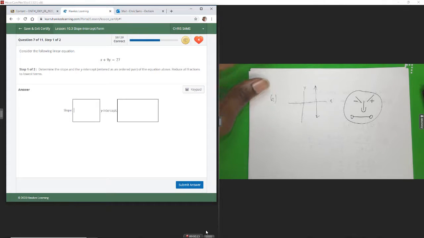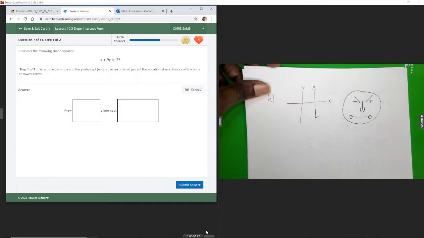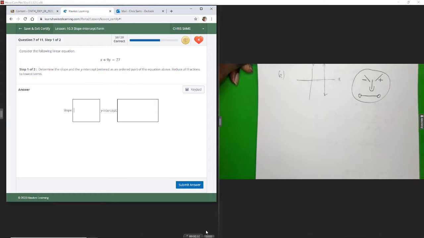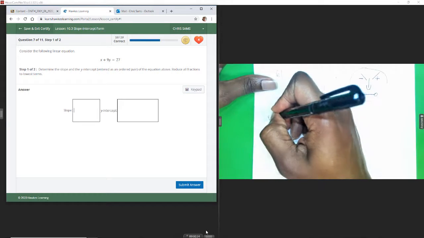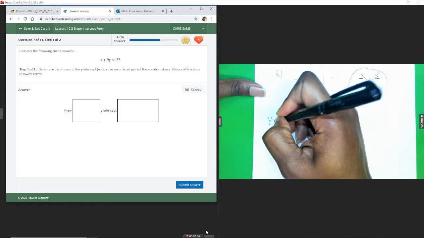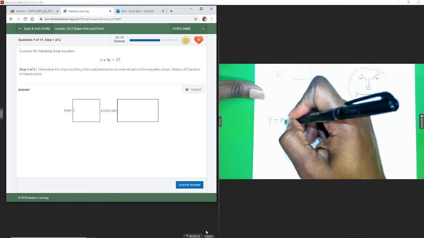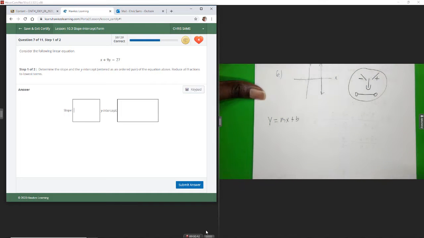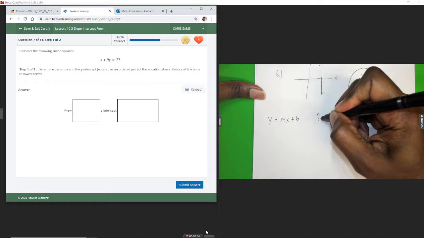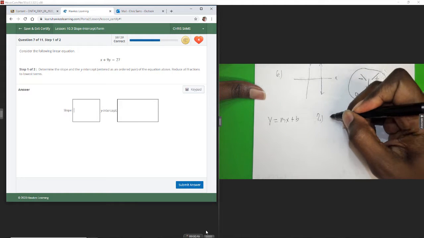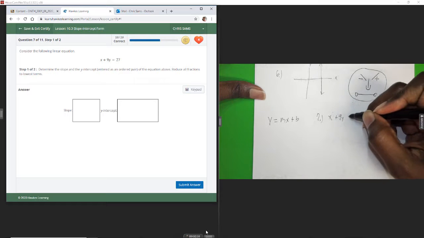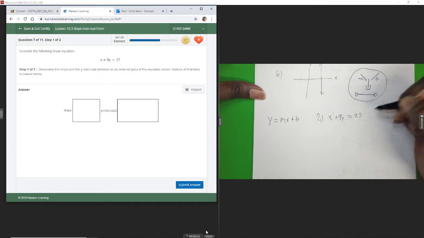All right, 7. We are given this equation and we want to determine the slope and y-intercept. In order to do that, we have to solve and put it in slope-intercept form. Slope-intercept form is y equals mx plus b. The equation that we're given is x plus 9y equals 27.